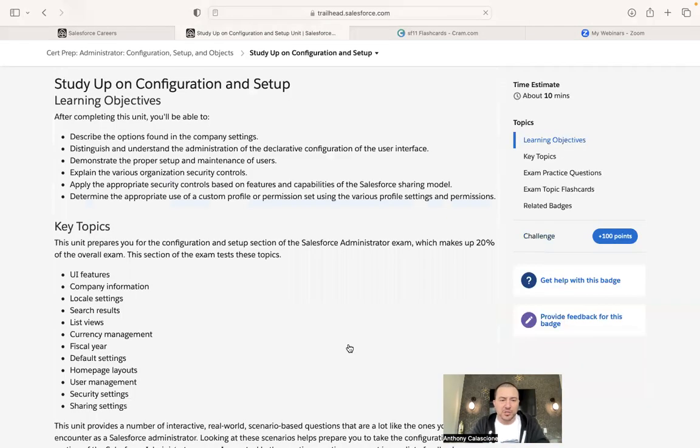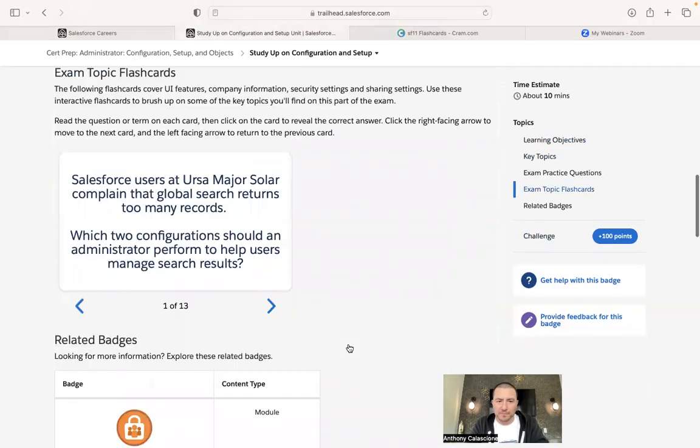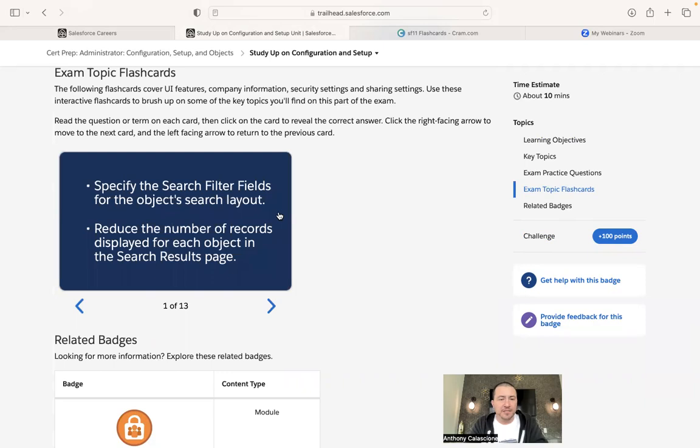Okay, so for the next unit, they actually have their own flashcards. So we're just going to go through these and then use them to answer the questions. So Salesforce users at Ursa, I'm not gonna say the whole fake company name because there's no reason to, complain that global search returns too many records. Which two configurations should an administrator perform to help users manage search results? Specify the search filter fields for the object search layout. Reduce the number of records displayed for each object in the search results page.